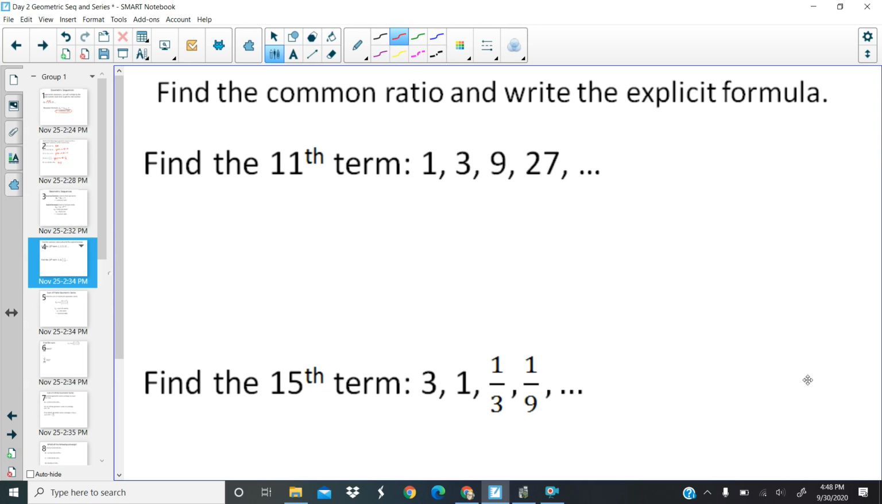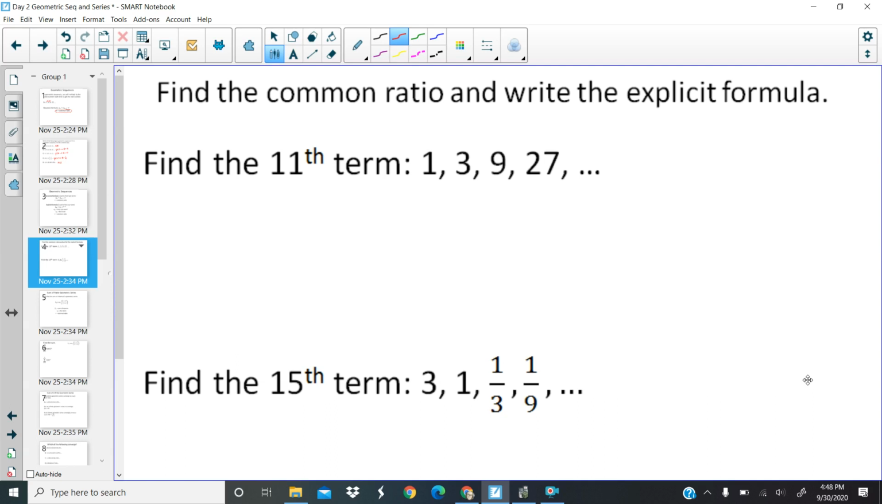So then we're finding the common ratio and writing the explicit formula in these, and we're going to use that to find the 11th and 15th term in these. And if you have that formula written down, then that's fine. You can use that. That is not something that you're going to have to memorize, so keep that in mind as we're going through here.